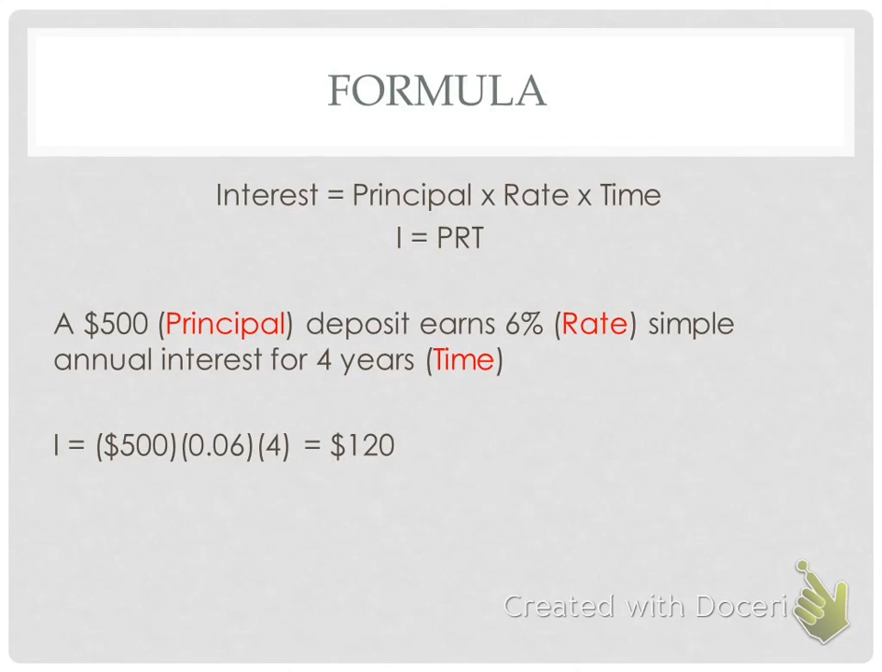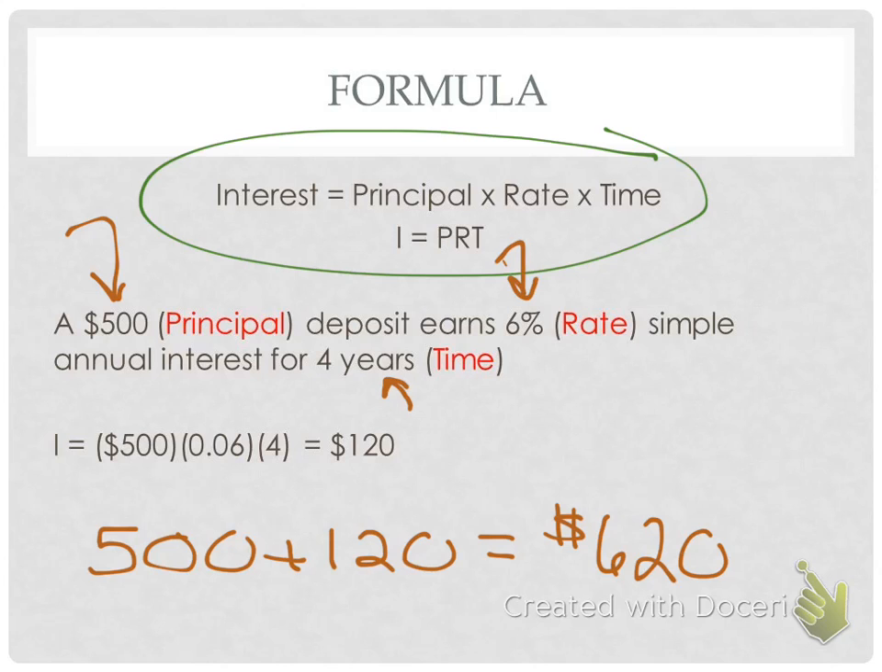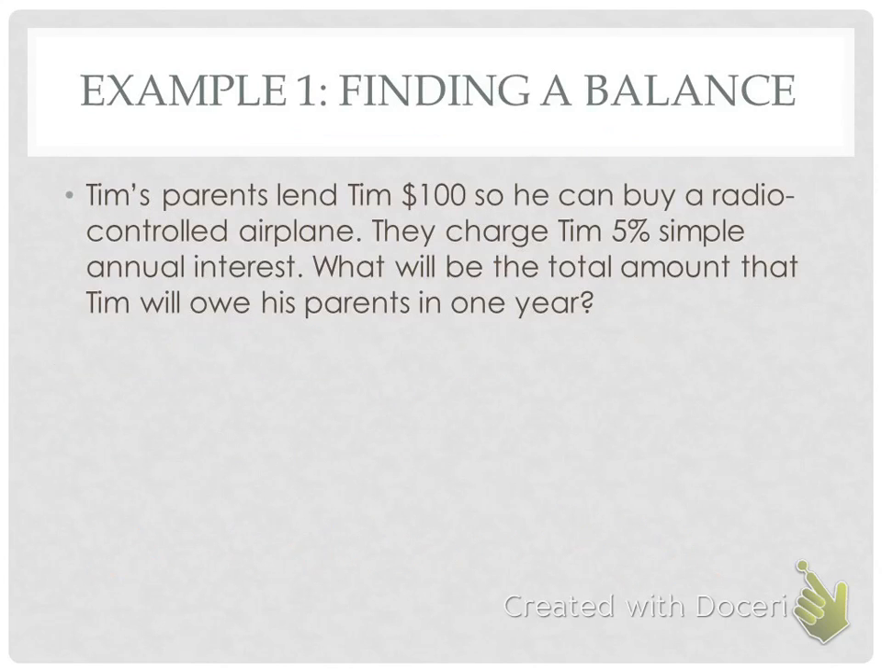All right, so let's look at example 1. Okay, in example 1, I have this problem. It says Tim's parents lend him $100 so he can buy a radio-controlled airplane. They charge him 5% simple annual interest. What will be the total amount that Tim will owe his parents in 1 year?